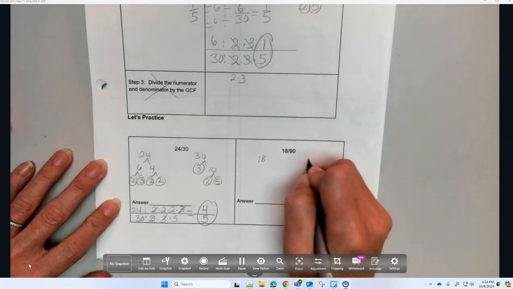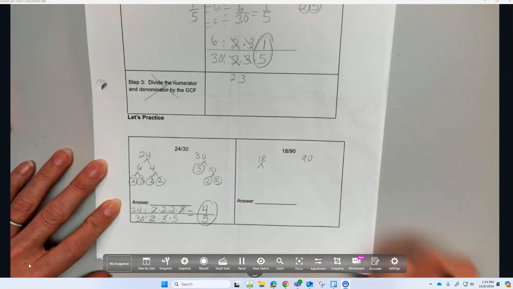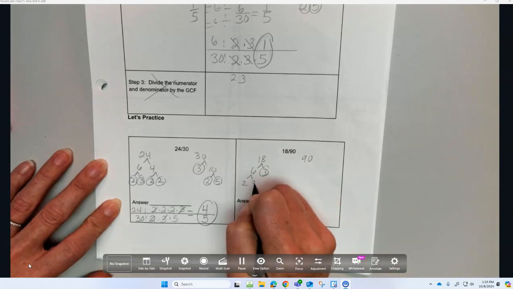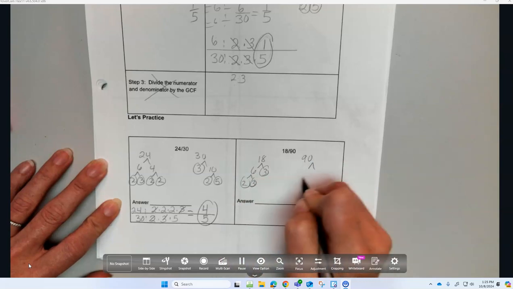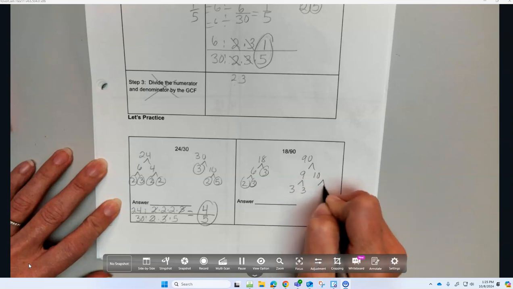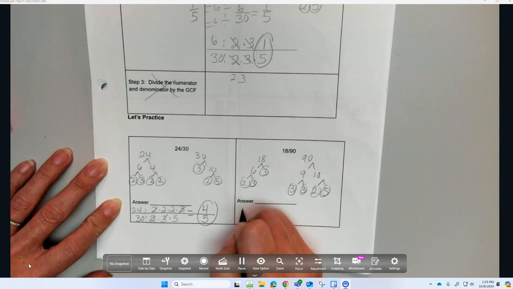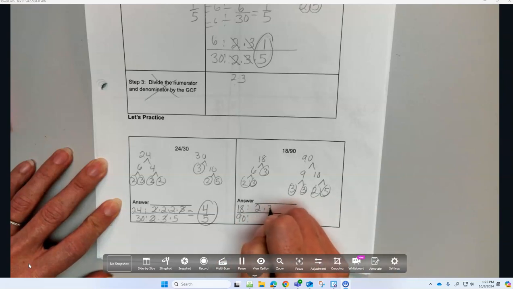For 18/90, I can do 6 times 3, 2 times 3. For 90, I can do 9 times 10, 3 times 3, 2 times 5. Those are all primes, so I can circle them. Again, next, you make your prime factor list, making sure to keep the numerator on top, the denominator on bottom.